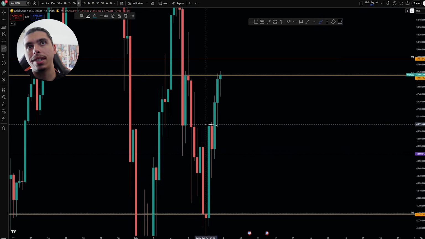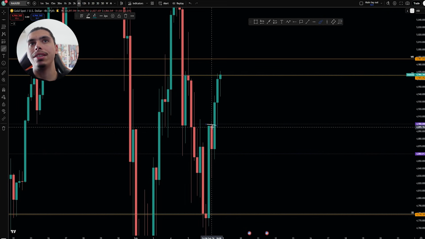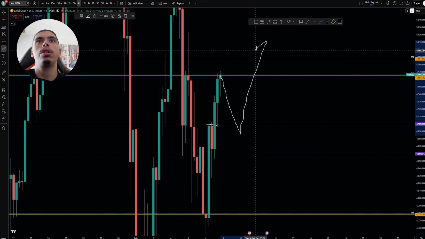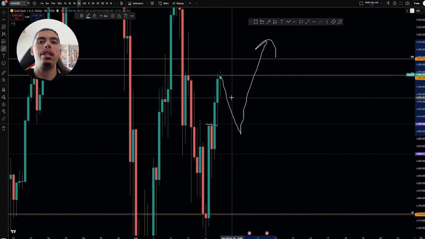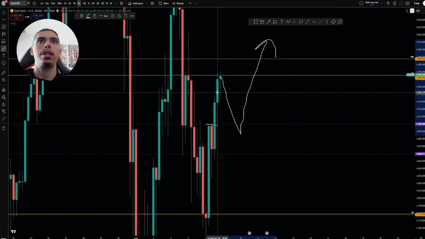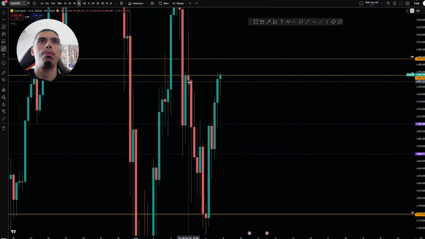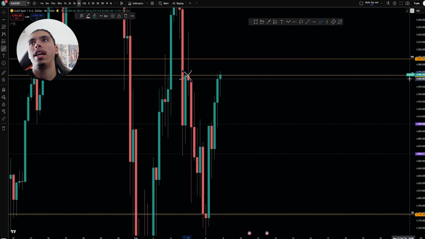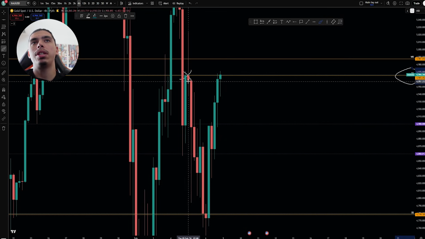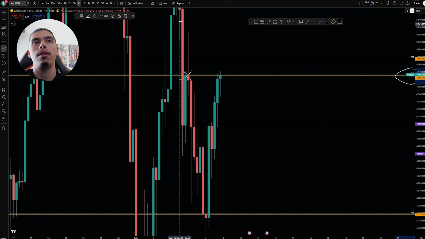The wick came down, tested it, and used it as a protection level. So if we can do this, we will be able to continue up. Weekly supporting the upside, daily supporting the upside, 4 hours supporting the upside. The only problem is we're at this 4-hour resistance. If we didn't have the daily here, we would simply mark this here and write 4-hour resistance.